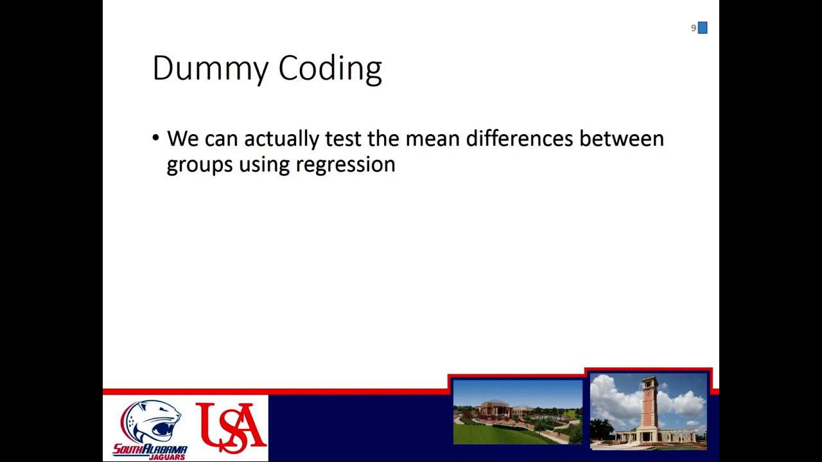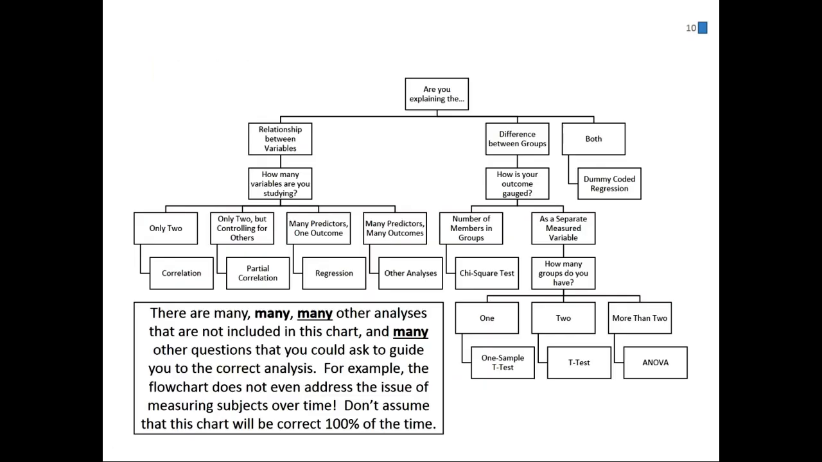So regression, even though we've been conceptualizing it as just testing the linear relationship between two variables, regression can actually test the differences between groups. So regression can not only look at the linear relationship between two variables, but it can also look at the differences between groups. And we call that dummy-coded regression.